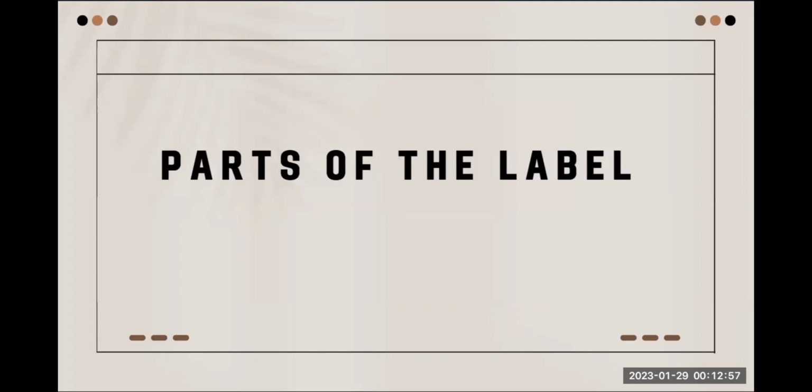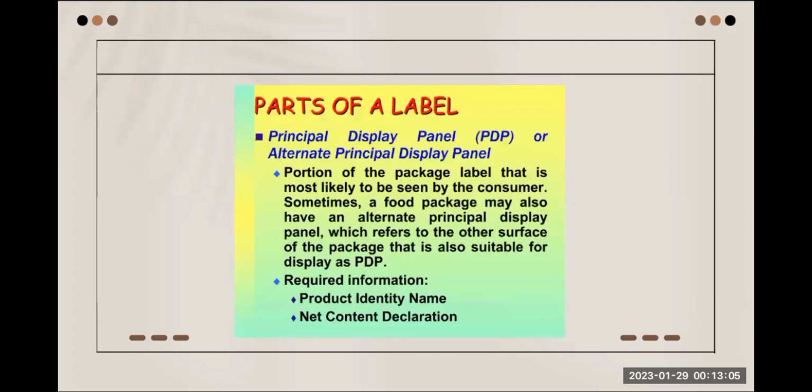On the next topic po, ito naman po yung parts of the label. Next. Parts of the label. Principal display panel or alternate principal display panel. Portion of the package label that is most likely to be seen by the customer. Sometimes a food package may also have an alternate principal display panel, which refers to the other surface of the package that is also suitable for display as PDP.